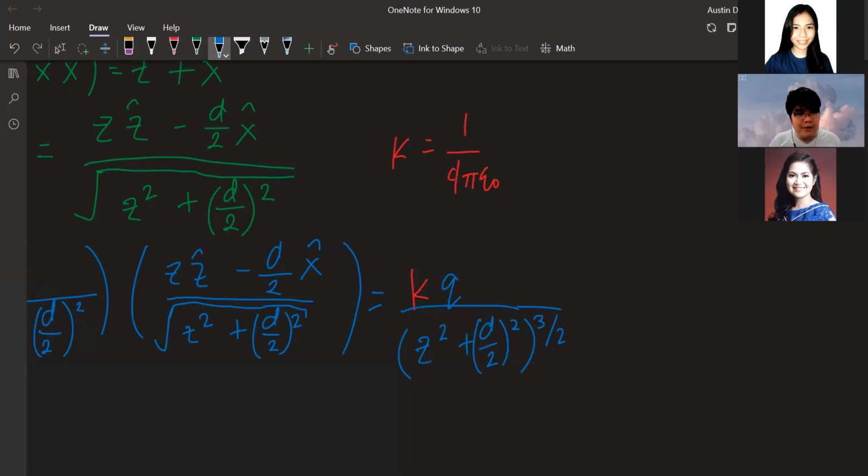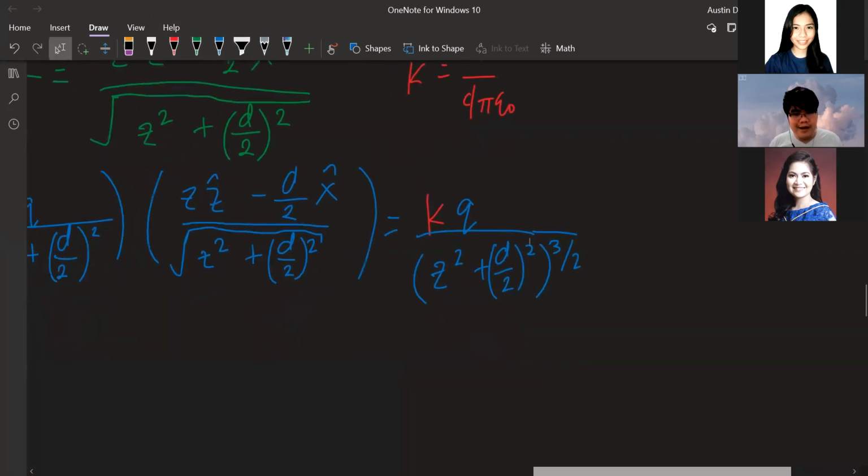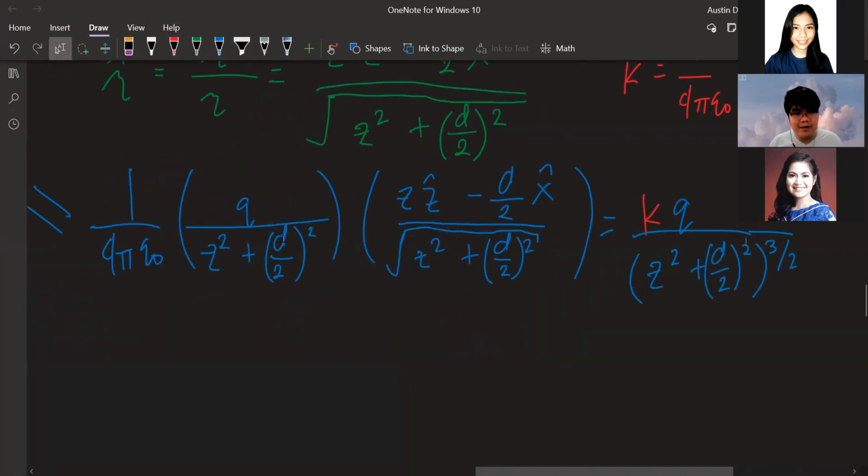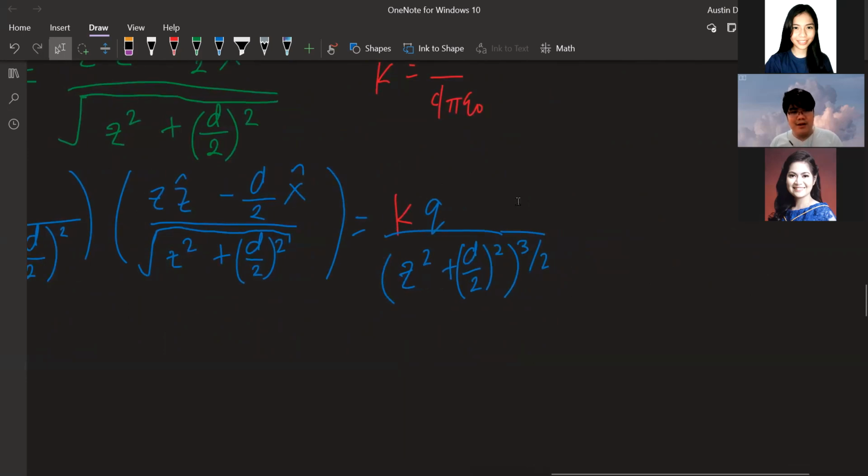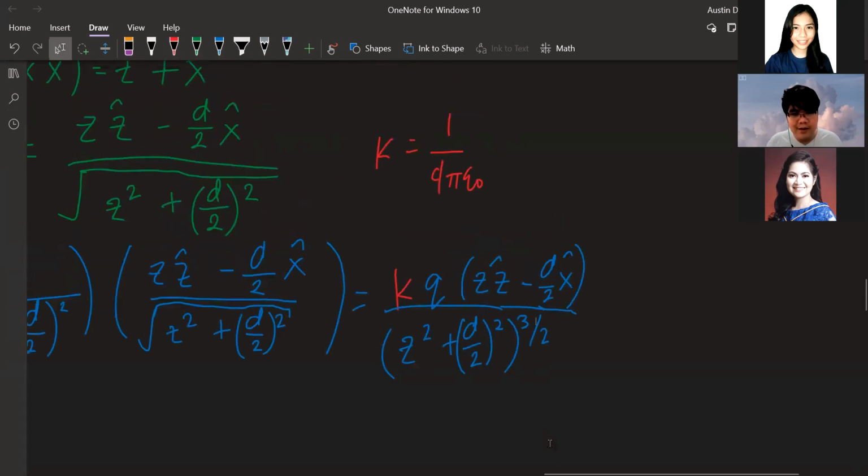to the 3 halves. Nagets kung bakit 3 halves? Kasi this is 1 half. Yung power nito is 1 half. Tama? And yung power nito is 1. And yung 1, pwede mo isulat as 2 over 2. And then you can simply combine them. So 2 over 2 plus 1 half, that is 3 halves. Amazing. Then we'll write down the direction: z hat minus d over 2 x hat.